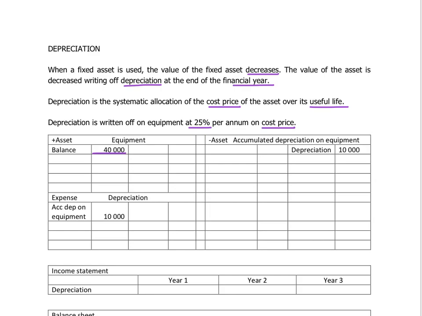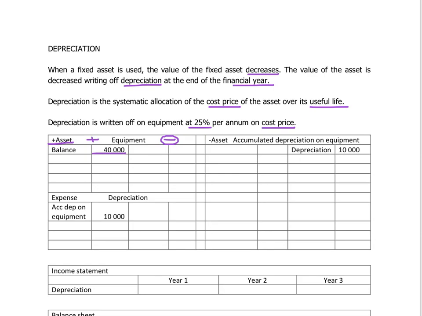The equipment is my positive asset. Assets increase on the debit side and decrease on the credit side. If I want to reduce the value of the equipment, I should reduce it on the credit side of the equipment account. But according to GAAP, we have to show the cost price of the equipment and the accumulated depreciation as individual figures on the balance sheet.